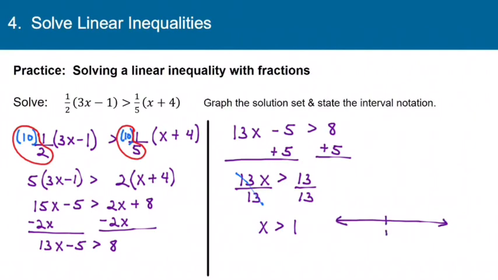Okay, so now we are going to graph that solution. The numbers that are greater than 1 are to the right of 1, and we put parentheses because we don't have the or equal to bar. And then the interval notation goes from 1 to infinity.